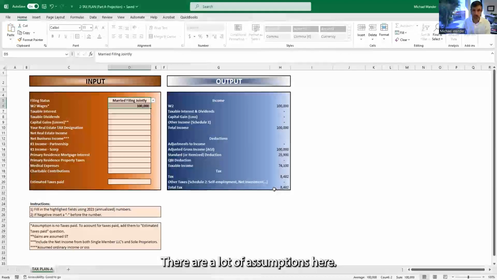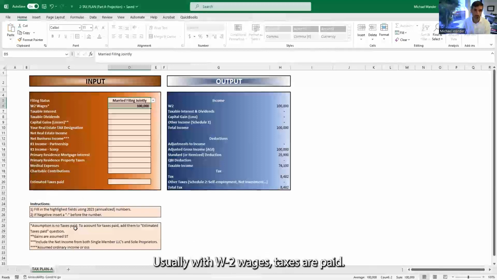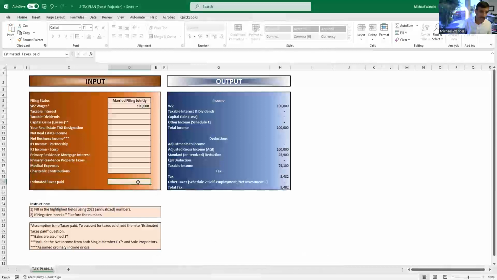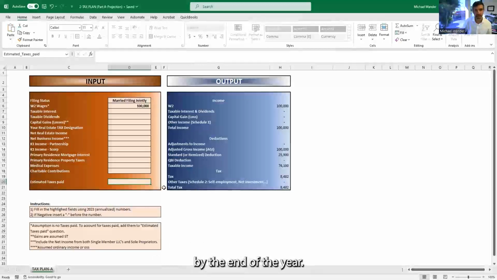There are a lot of assumptions here. This is straightforward, right? Just W-2. We're assuming, see this little asterisk right there, that there are no taxes paid. Usually with W-2 wages, taxes are paid. If you want to see what you would have left to pay at the end of the year, if you are paying taxes with your W-2, just plug in the amount of taxes that you will have paid by the end of the year.